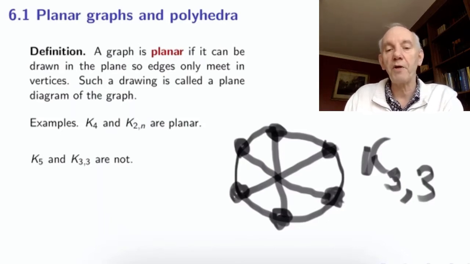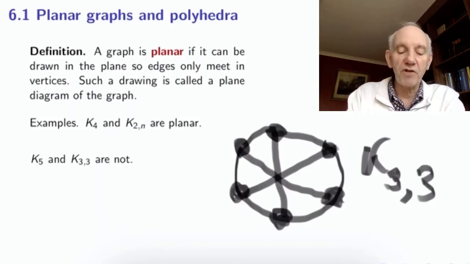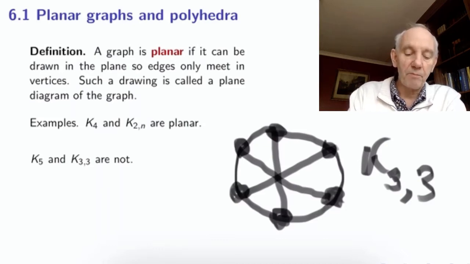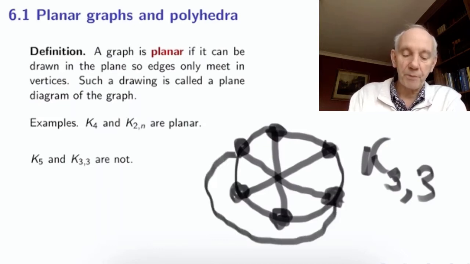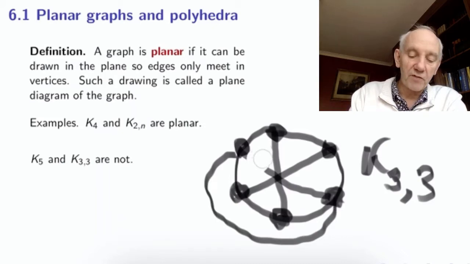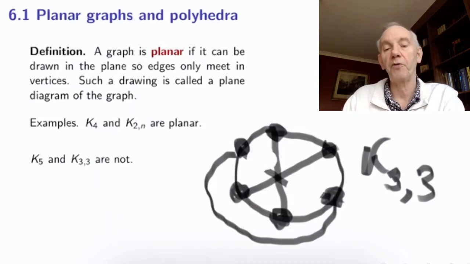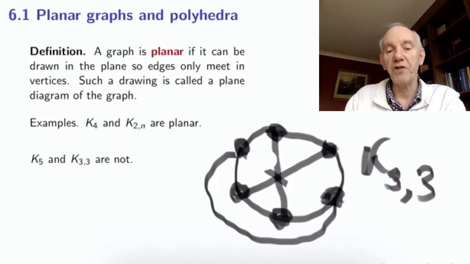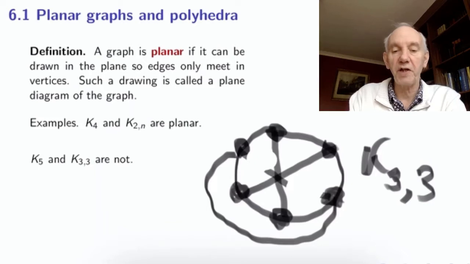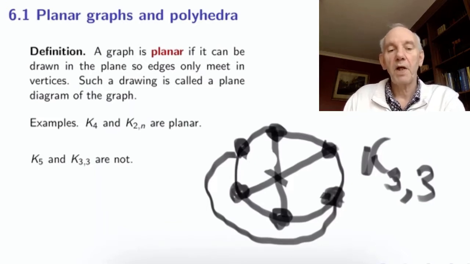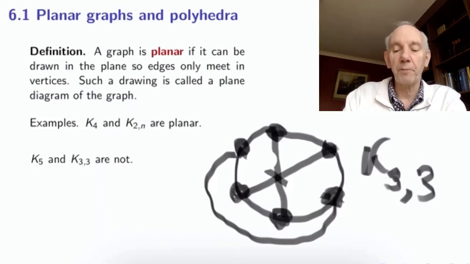There's no way you can get rid of one edge and put it round here, but you can't get rid of the remaining crossing. It's impossible. So we're stuck. I can't move one of the other edges. It's going to cross this new edge on the outside. So K33 is not a planar graph.